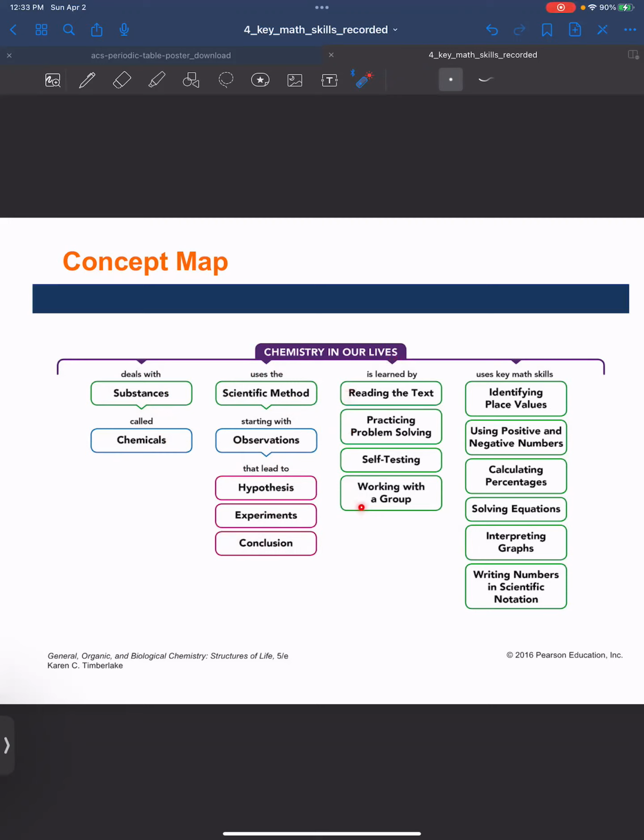We then discussed how to best learn and master chemistry by actively learning, reading the text, practicing problems, self-testing, and working with a group, and asking me questions. And then in this video, we went over some key math skills that will help you be successful in this course by looking at identifying place values, using positive and negative numbers, calculating percentages, solving and rearranging equations, interpreting graphs, and writing numbers in scientific notation.